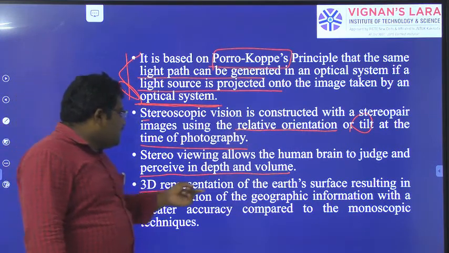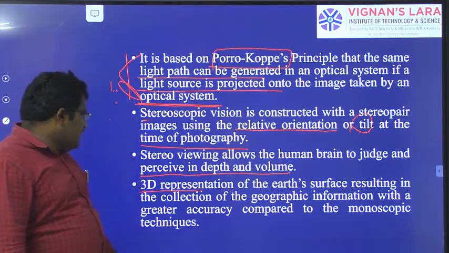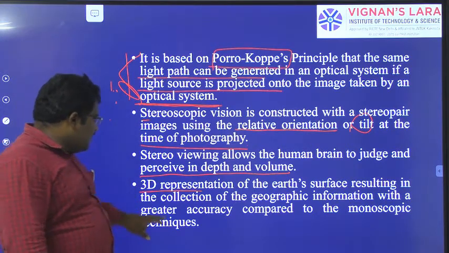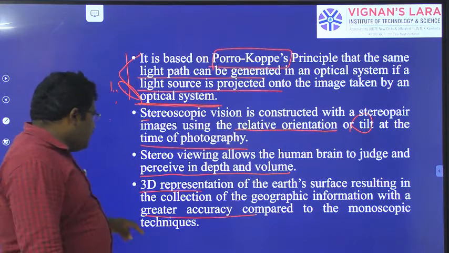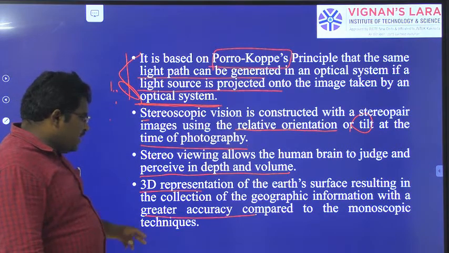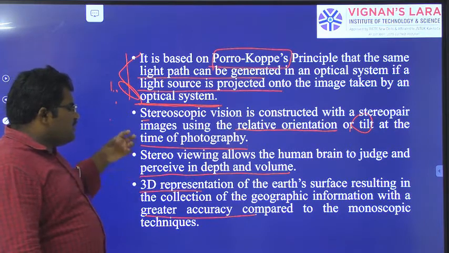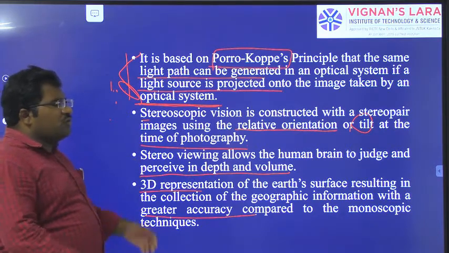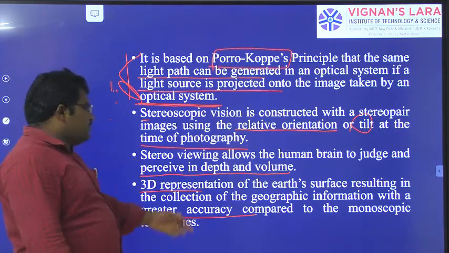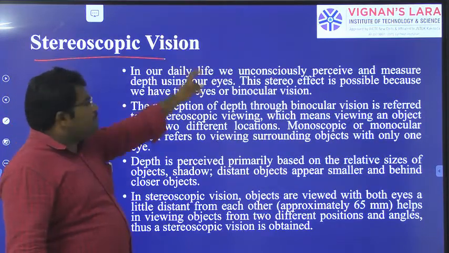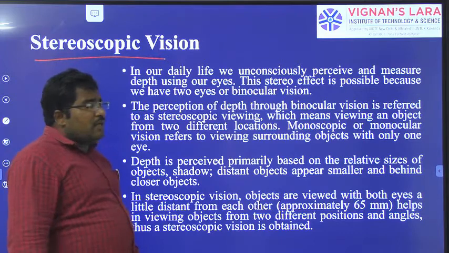3D representation of the Earth's surface results in a collection of geomorphic information with greater accuracy compared to monoscopic techniques. Monoscopy means only one photo. A single photo is called monoscopy. So we take two photos and make them stereoscopic, and we can tell the volume as well as the depth.